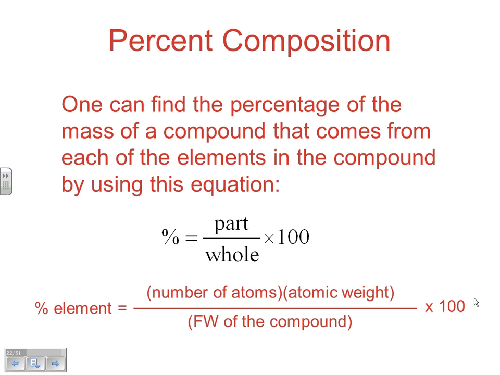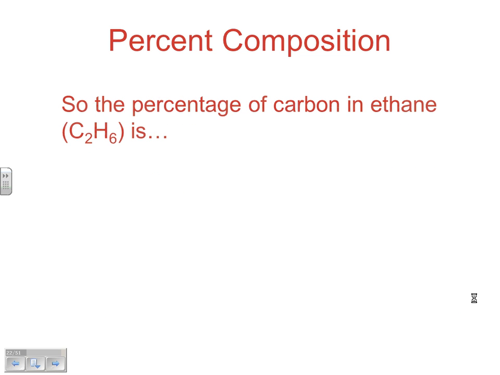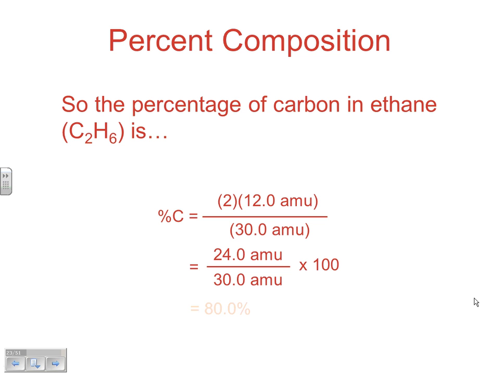Now, percent composition, easy type of calculation, but it's one you need to be able to handle. Remember, on top, it's the number of atoms times the atomic weight of those atoms over the formula weight, or the molar mass of the entire compound, times 100. So you should be able to calculate the percent composition of a substance. So the percent of carbon in ethane, well, we've got 2 carbons, and carbon is 12.0, and we add up all the hydrogens and oxygens to ethane. Remember, it was 30.0. Technically 30.1, but 30.0 will be okay. We end up with 80.0%.